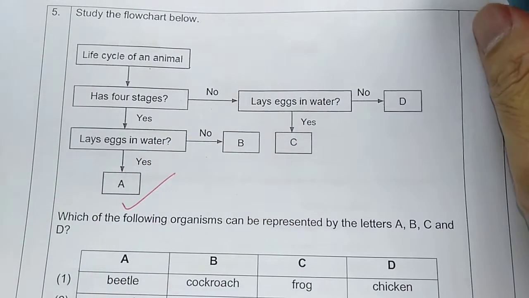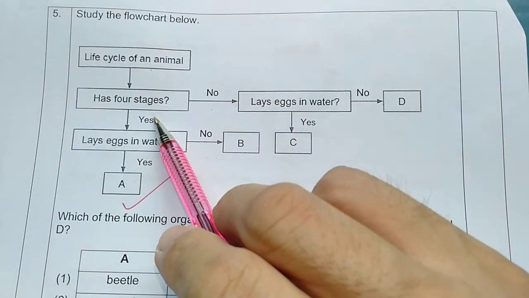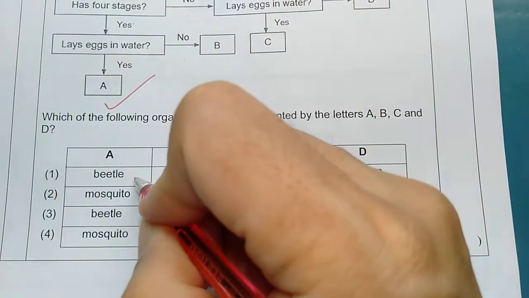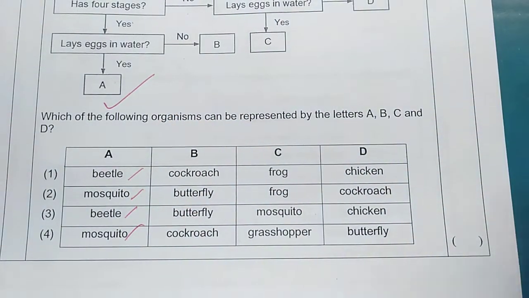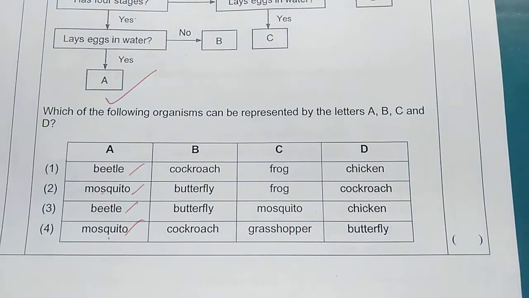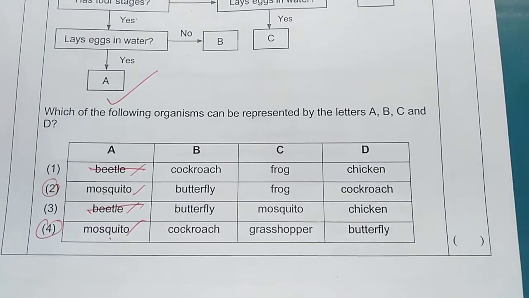So check A first. So A is an organism that has a 4 stage life cycle and the eggs are laid in water. So if you look at A, 4 stage, all these are 4 stage life cycle animals, but only the mosquitoes are adults that lay the eggs in water. Therefore, it cannot be beetle. So it's either 2 or 4.